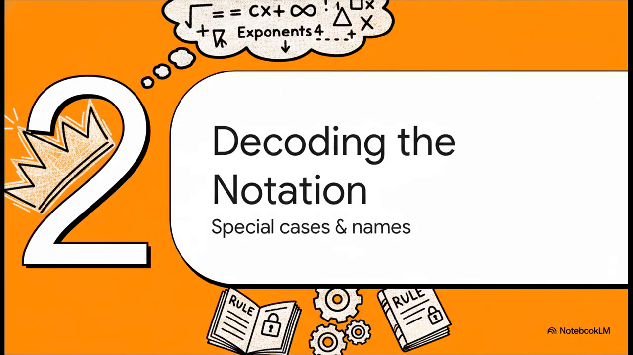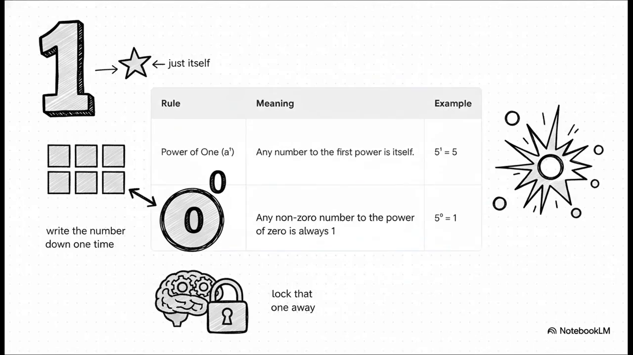All right, now that we have the fundamentals down, let's look at a few special rules and names that'll make working with exponents even easier. Honestly, these are the little details that will make you sound like a total pro. Okay, two really important rules here. First, any number to the power of 1 is just itself. That makes sense, right? You just write the number down once. The second one, though, is a little strange, but it's absolutely crucial. Any non-zero number to the power of 0 is always 1. Yep, not 0, 1. It's a fundamental rule in math, so just go ahead and lock that one away in your brain.